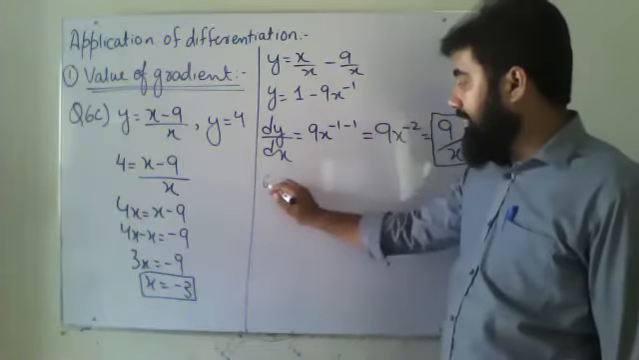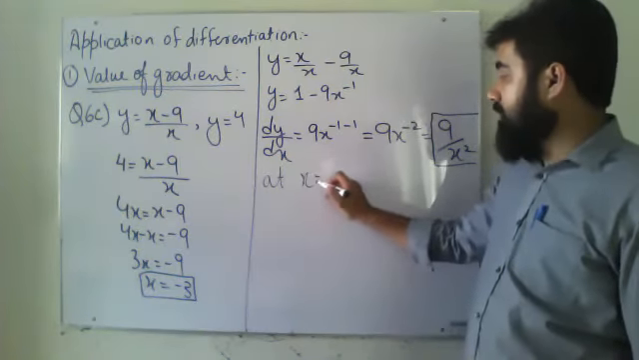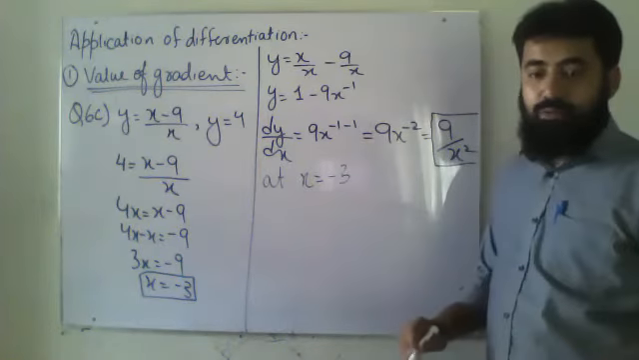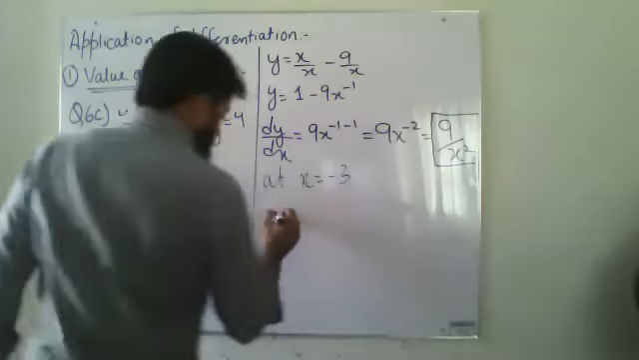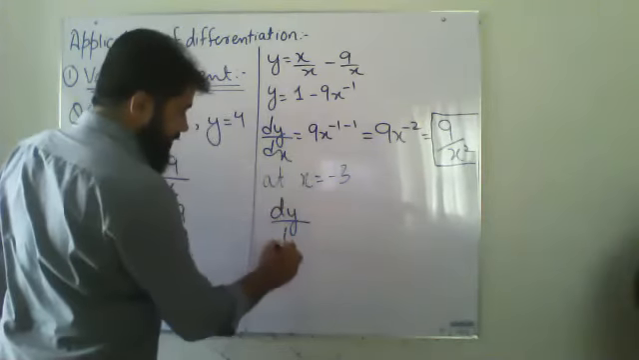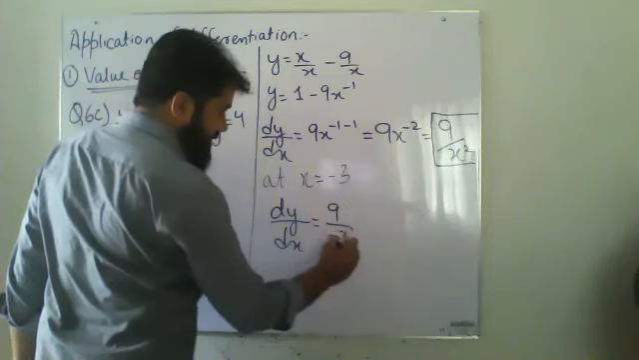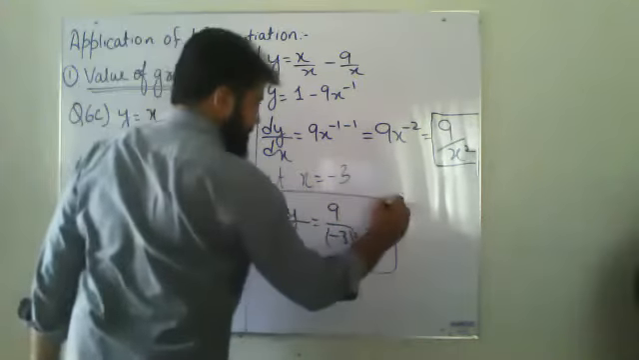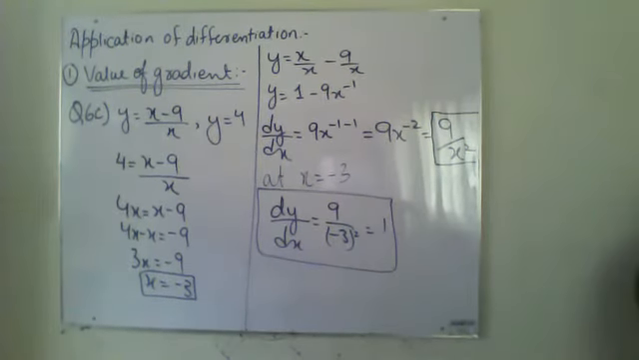Now I have to find the value of it at x equals minus 3. When x is minus 3, dy over dx will equal 9 over minus 3 whole squared, which equals 1. And that is how I'm going to solve this type of question.